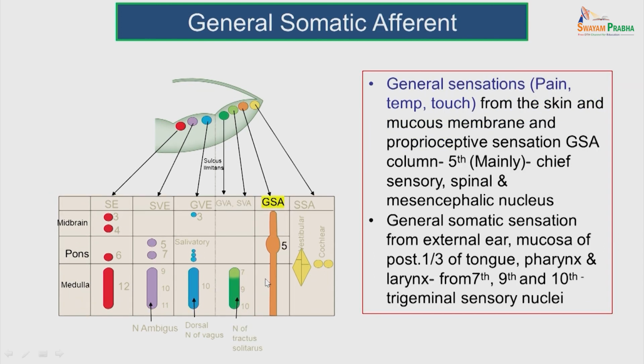Now, the general somatic afferent, that is the pain, temperature and touch from the skin and the mucous membrane, and proprioceptive sensation, through the 5th cranial nerve, mainly the chief sensory, spinal and mesencephalic nucleus. The general somatic sensations from the external ear, mucosa of the posterior 1/3 of the tongue, pharynx and larynx are through the 7th, 9th and 10th. They relay in the trigeminal sensory nucleus, which is present in the pons mainly.